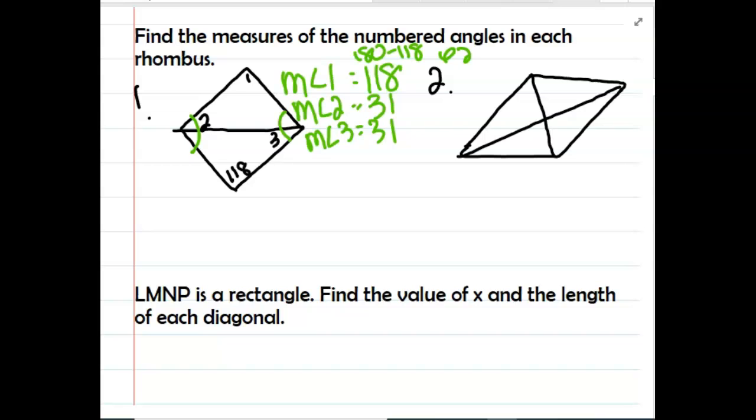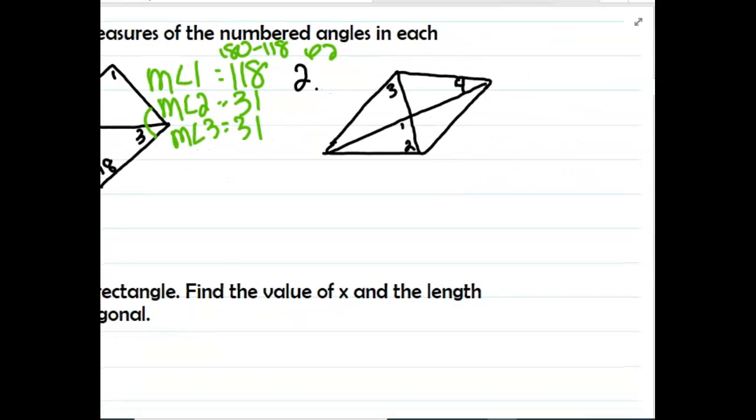And my numbered angles, this middle one on the bottom is going to be 1. The bottom right in that triangle is 2. Up here is going to be 3. And over here is going to be 4. And we will start with this angle down here is 32. So 4 angles I'm looking for: the measure of angle 1, the measure of angle 2, the measure of angle 3, and the measure of angle 4.